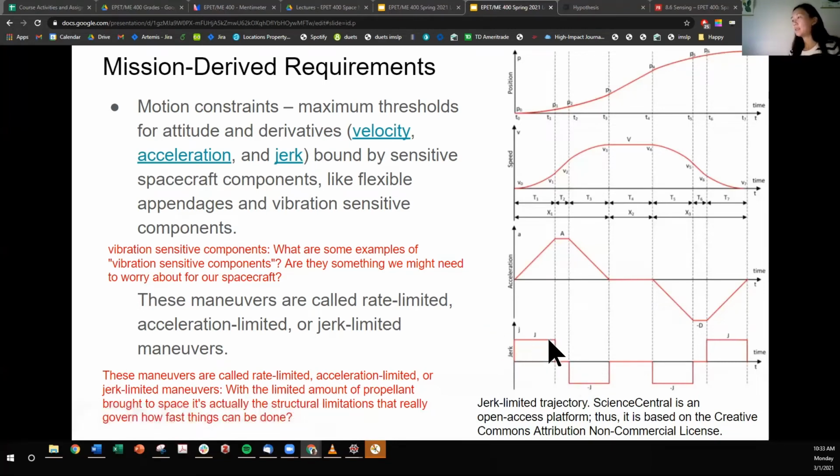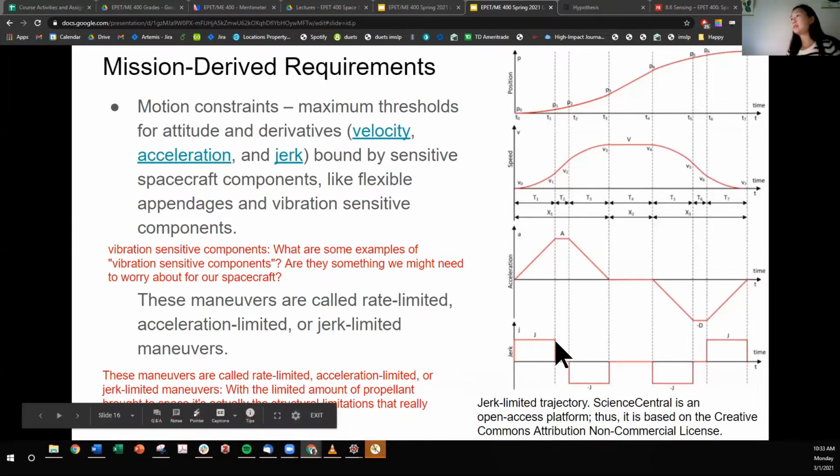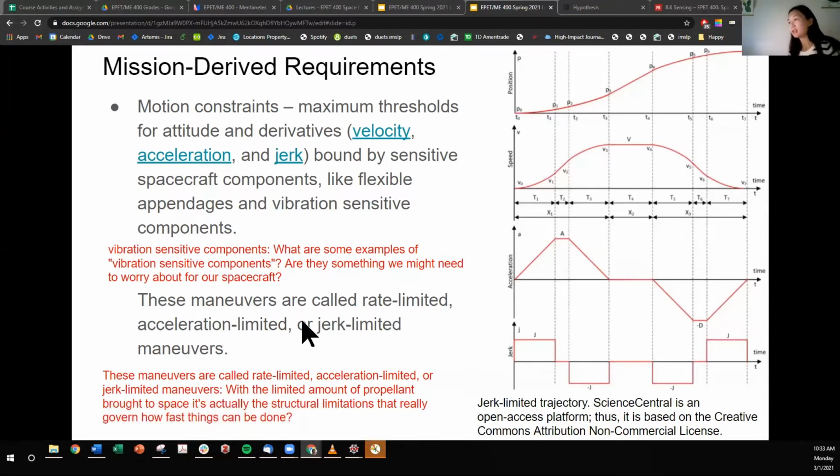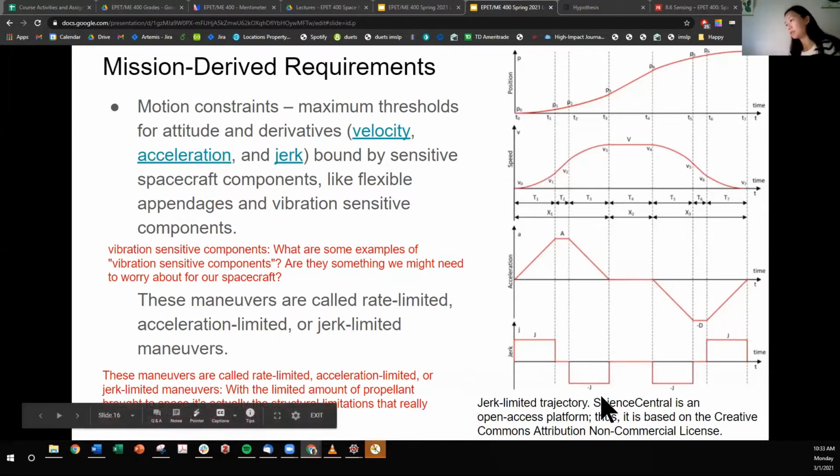that is something that, in a car, our heads don't like to be jerked. In a spacecraft, there are components that also don't want to be snapped back. So that's why we have these types of motion or rate limited, acceleration limited, or jerk limited maneuvers.